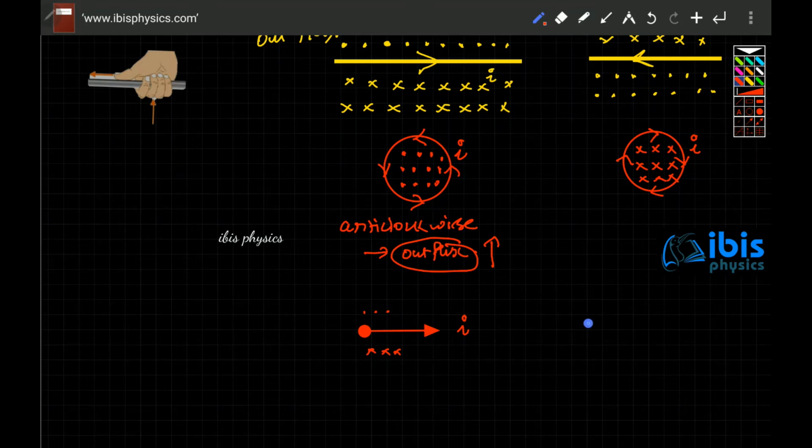But whenever a negative charge, let me draw this, whenever a negative charge goes in this direction, then the exact opposite things will happen. What is that? From this side, because when the negative charge goes this way, the current is in the opposite direction. So here the influx and here the outflux. Okay, now we are going to answer the question.